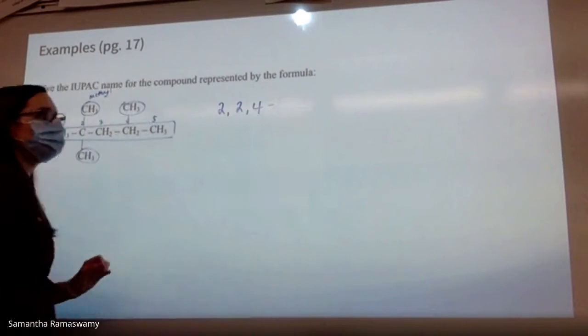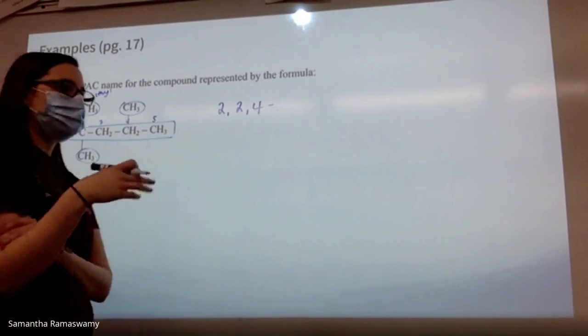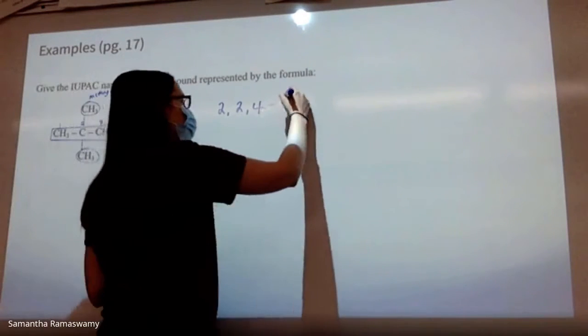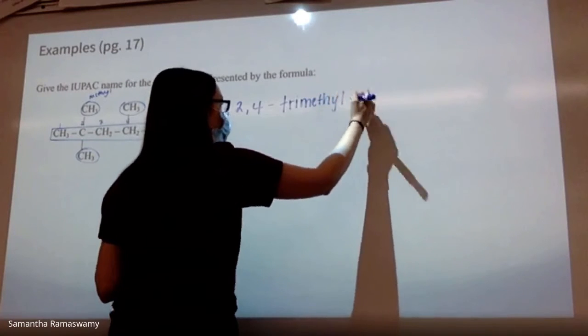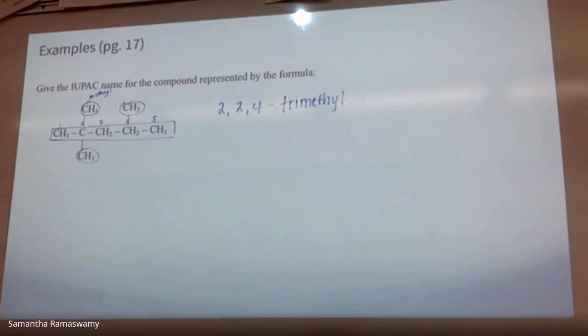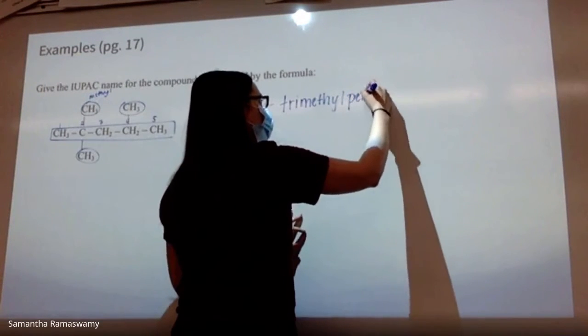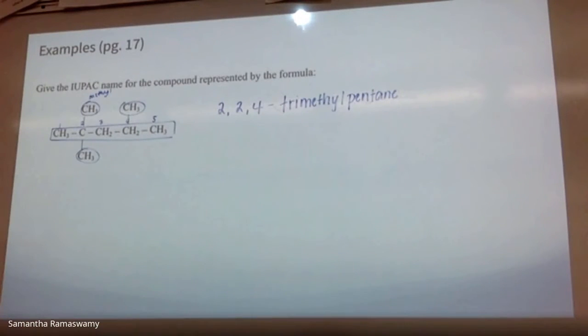There are 3 methyl groups. When you're thinking about prefixes, not the carbon prefixes, but just prefixes for numbers, what's 3? Tri. So since there are 3 methyl groups, it's trimethyl. And then the longest chain of carbons is 5, so it's pentane. 2,2,4-trimethylpentane.